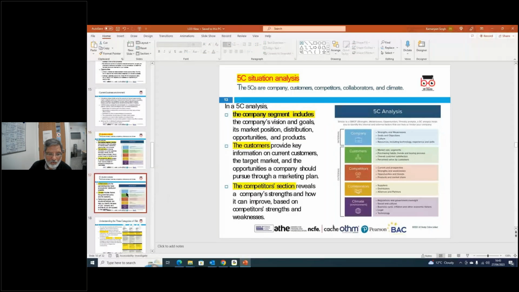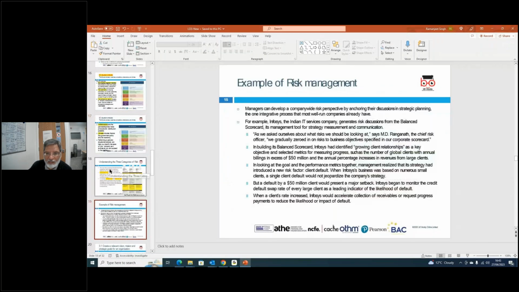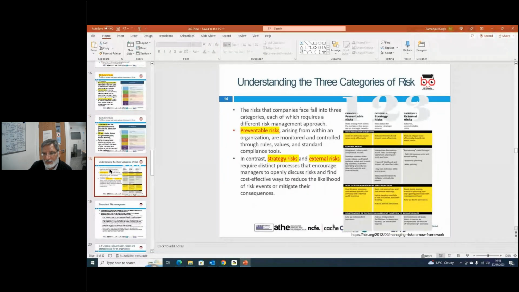Okay, so looking at the total, we must make sure that we perform our situation analysis periodically, so that it's reviewed and evaluated, so that the company doesn't fall behind its competitors. And then lastly, we need to look at the category of risk.